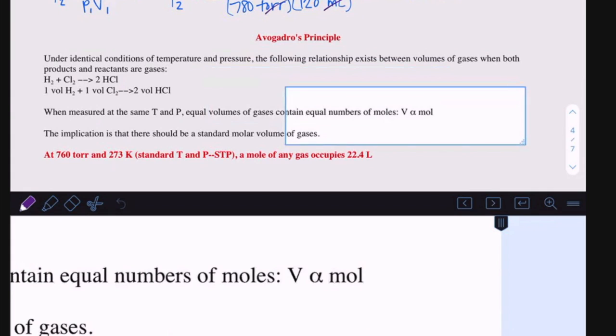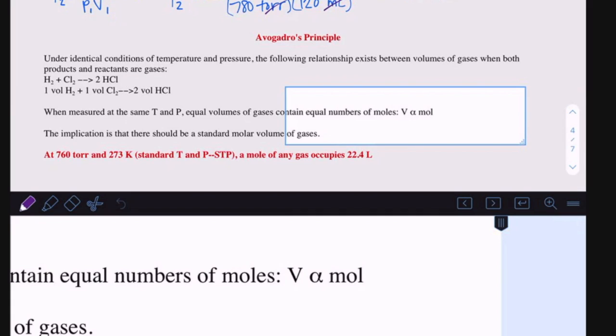Okay, so we finished up talking about the gas laws from last class, so now we have one more to talk about, which is called Avogadro's principle, and this deals with moles. And as you should have been picking up already in this class, moles are super, super important. So this is going to be a way to incorporate moles into talking about gases.